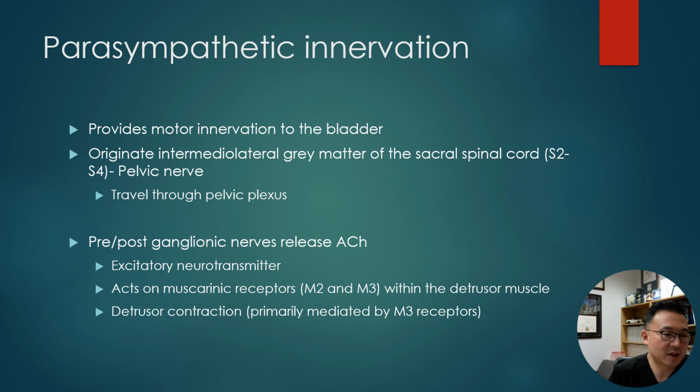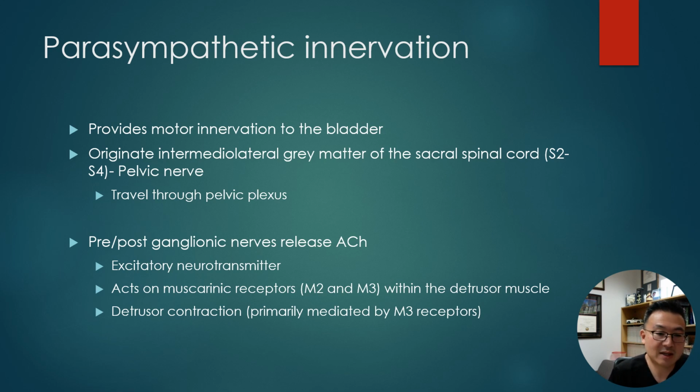The parasympathetic innervation provides a motor innervation to the bladder. This is what actually allows for bladder contraction when stimulated. The parasympathetics originate in the intermediolateral gray matter of the sacral spinal cord in the S2 to S4 region and run through the pelvic nerve. This does travel through the pelvic plexus.